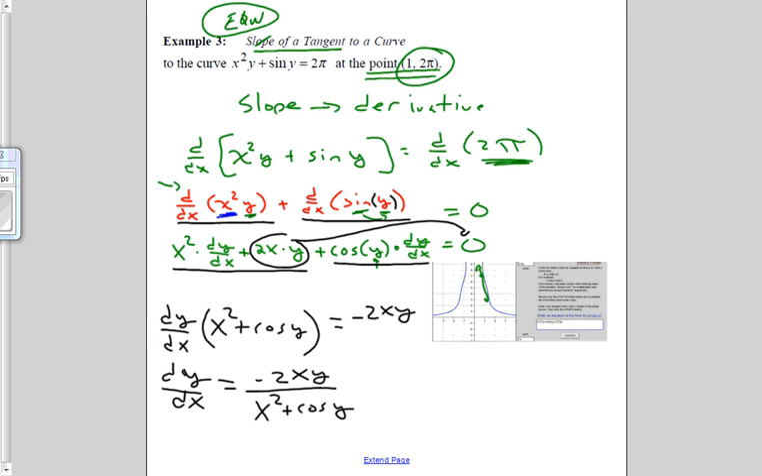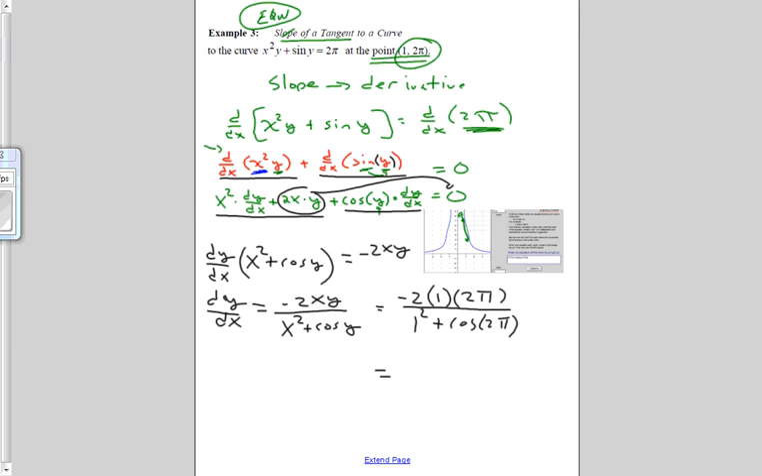And we're evaluating this when x is 1 and y is 2 pi. So this is negative 2 times 1 times 2 pi over 1 squared plus cos of 2 pi. And luckily we know our unit circle very well. We know cos of 2 pi is just 1. So this is negative 4 pi up top over 1 plus 1, which simplifies to negative 2 pi. That's our slope. So we found our slope.